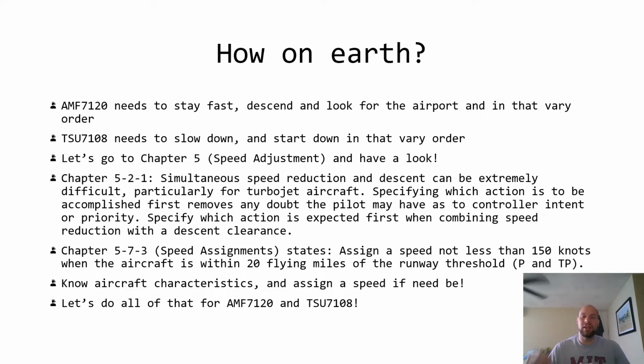5-2-1: simultaneous speed reduction and descent can be extremely difficult, particularly for turbojet aircraft. Specifying which action is to be accomplished first removes any doubt the pilot may have as to controller intent or priority. Specify which action is expected first when combining speed reduction with a descent clearance. Notice that caveat is only for a descent with a reduction in speed.